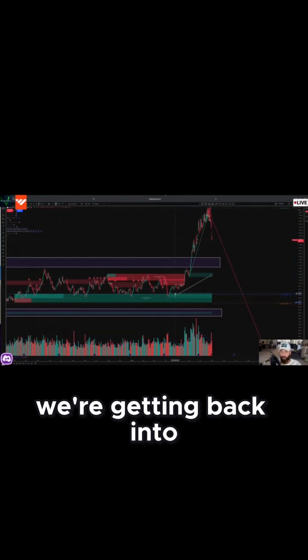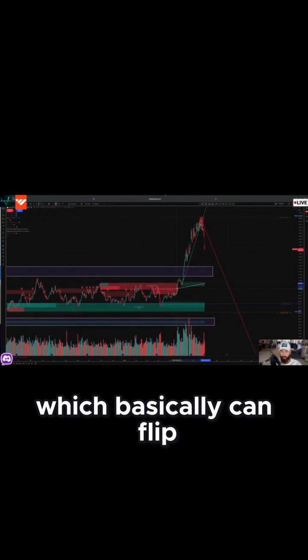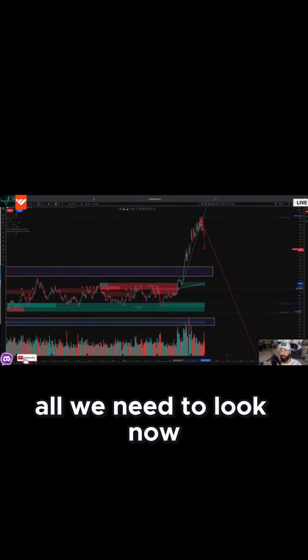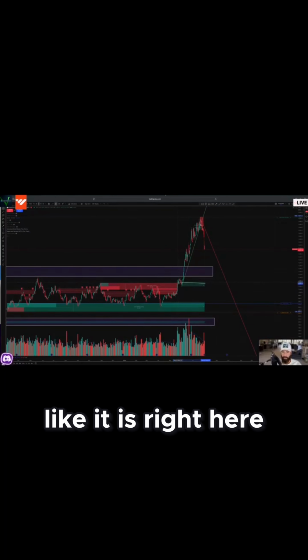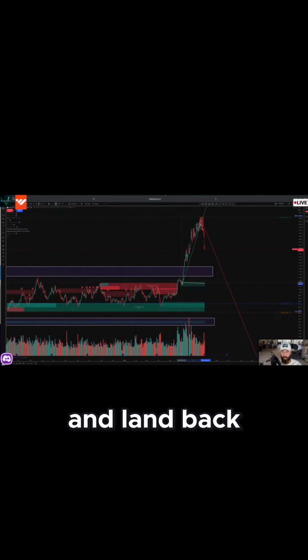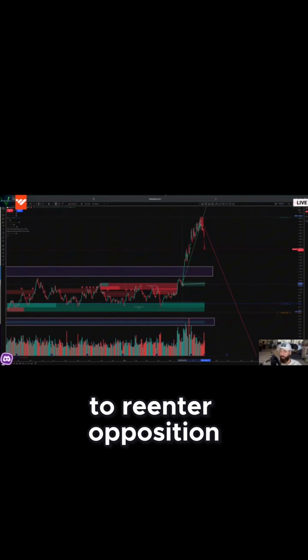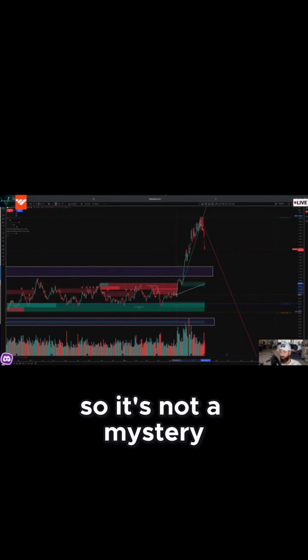Now, after we get into the long position, we're getting back into the demand, which can basically flip and reverse. All we need to look at now is whether the price will break this area like it did right here and land back on the same area to re-enter a position. So it's not a mistrend.